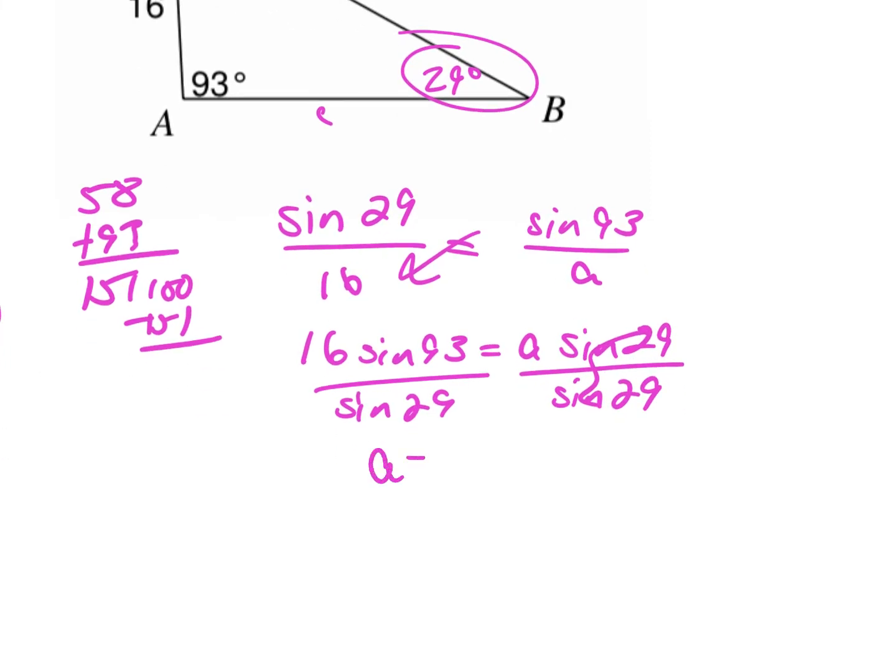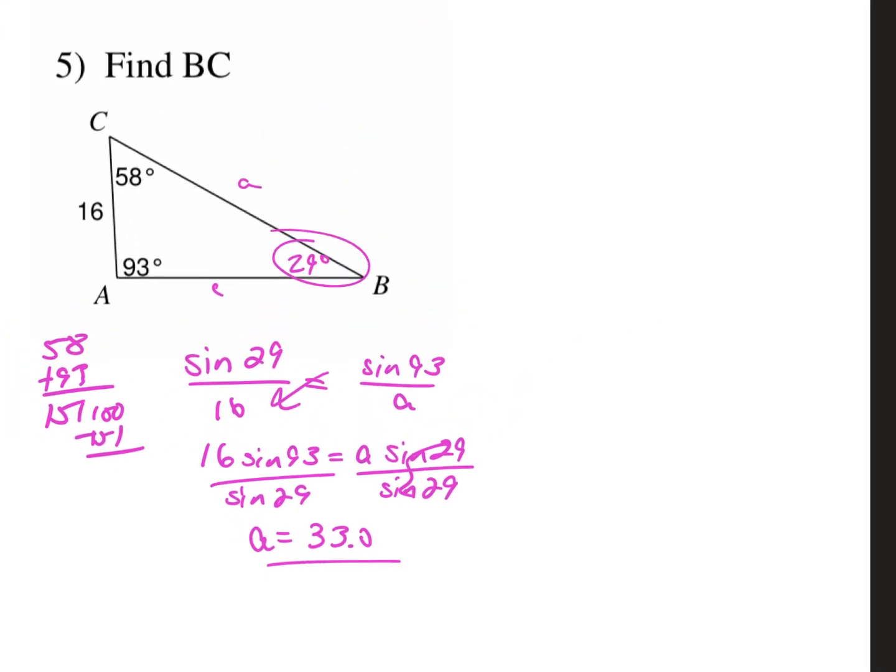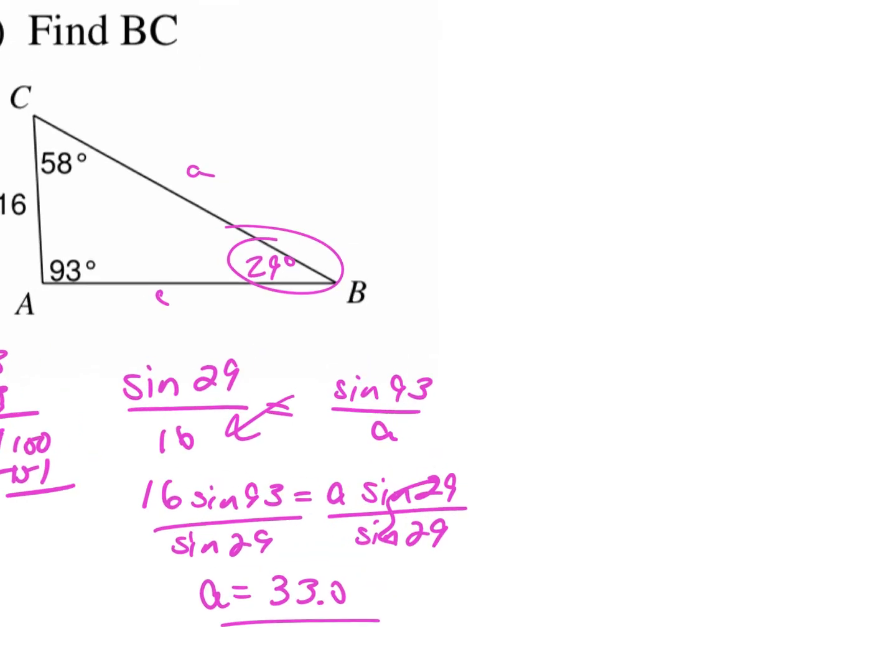And A equals how much? 32.957. So about 33. Now I'm just rounding to the nearest tenth right now, depending upon what the directions say to do, you guys need to do. So I found side A. Let's find C.